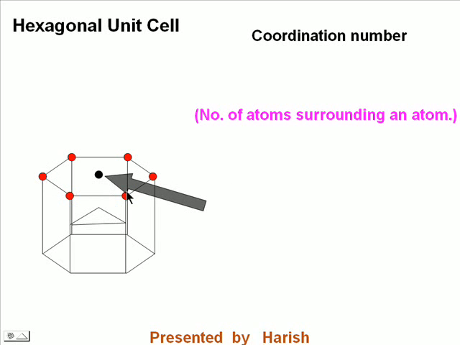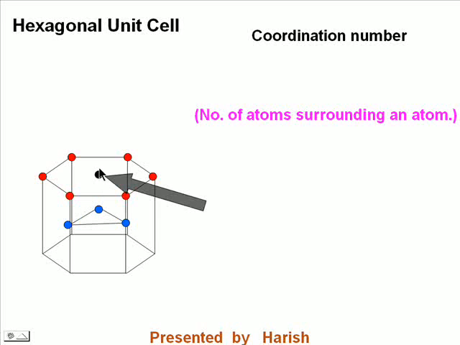So 6 are there in this face. What about these 3? Are they touching it? You remember that these 3 were put on the depressions formed here. So this is there in the depression formed by 1, 2, 3. So this is just below the depression formed by these 3 atoms. So definitely this sphere has to touch this one.